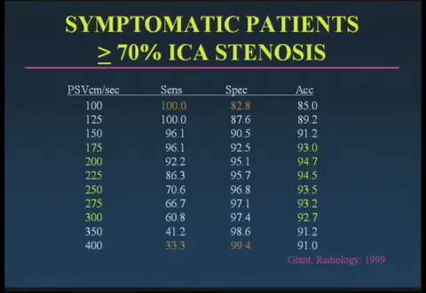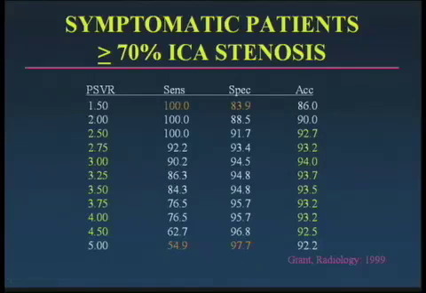What changes, though, is the sensitivity and specificity. So at these lower numbers, you have a higher sensitivity but lower specificity, and at the higher numbers, you have lower sensitivity but you have higher specificity. And indeed, he found the same thing for the peak systolic velocity ratio.